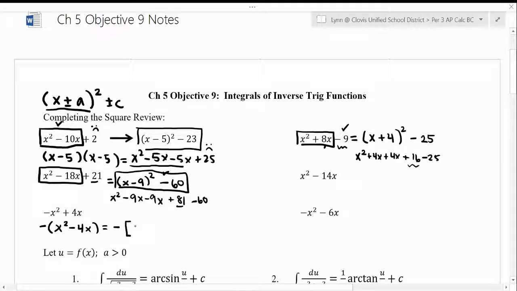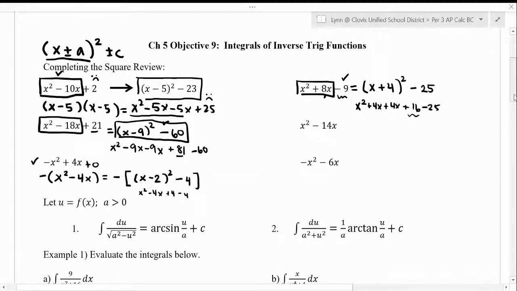So I would have that negative out. I would take half of negative 4, which is negative 2, and then square it. If I were to distribute this part, I would get x squared minus 4x plus 4, which is not what I want, because I want a plus 0. So what do I have to do to that 4 to make it a 0? I would subtract 4. Now if I were to distribute this out, I would get this beginning piece. Okay? All right.